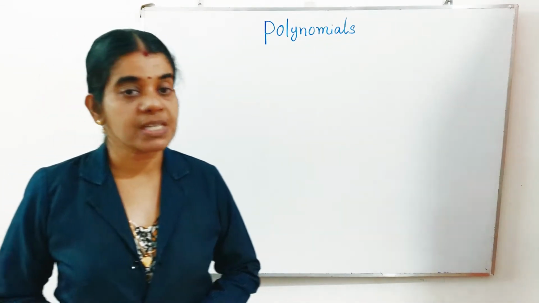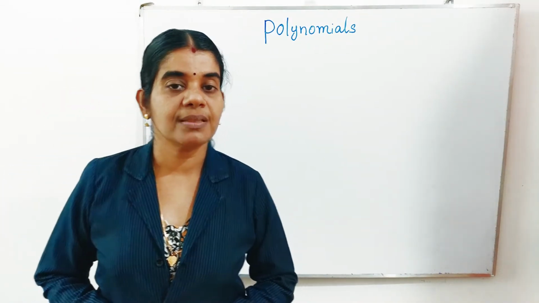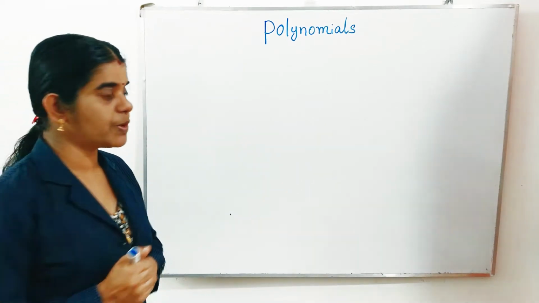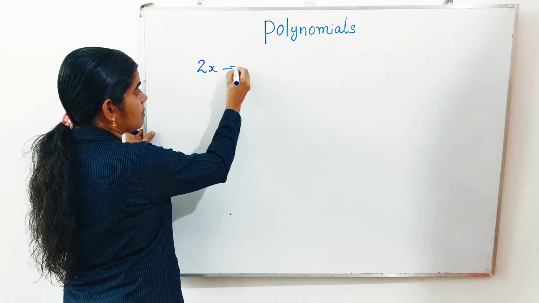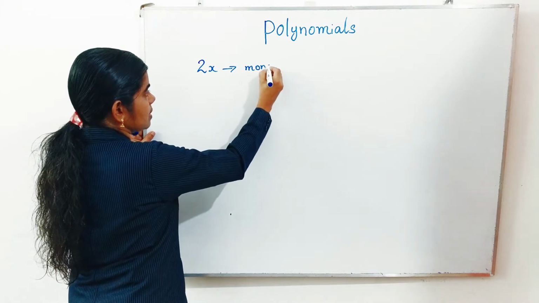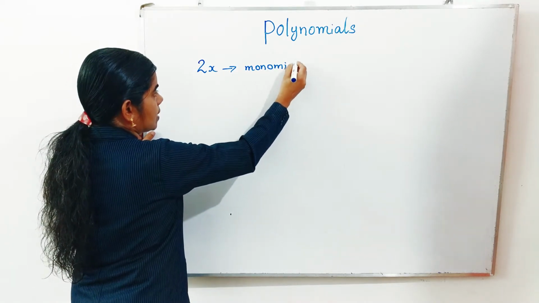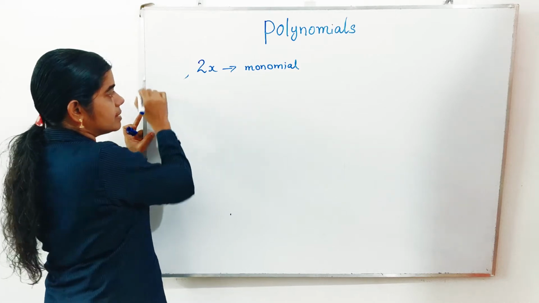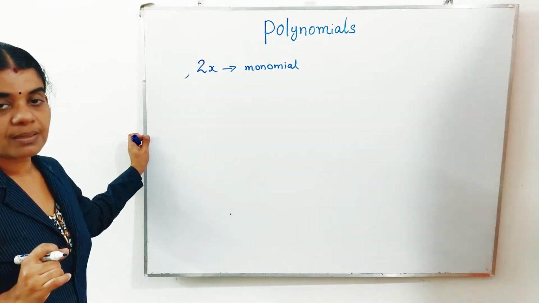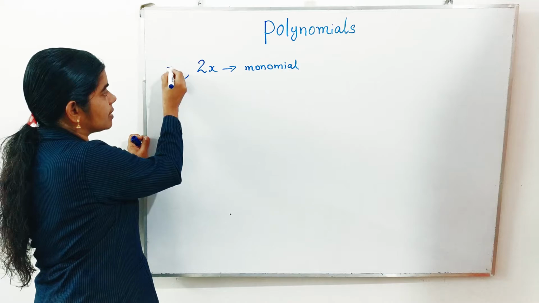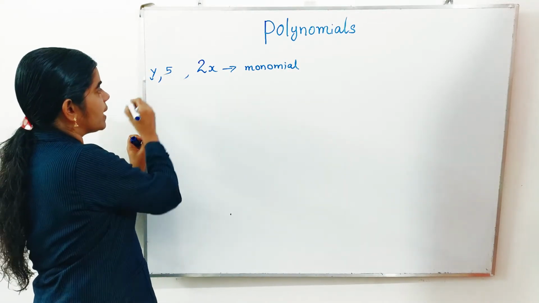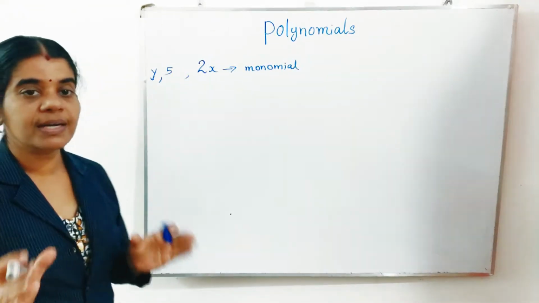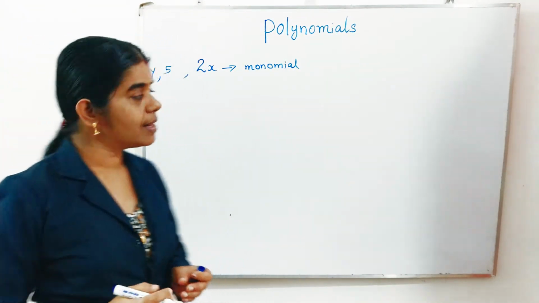An algebraic expression having only one term is known as a monomial. For example, if I write 2x, that is a monomial. If you simply write a number, 5, that is also a monomial. If you simply write y, that is also a monomial. Only one term is known as a monomial.